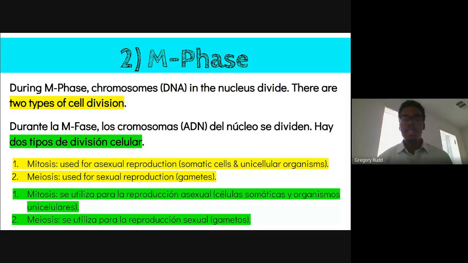After interphase, we move into M phase. And there are 2 potential M's. There are 2 types of cell division. There's mitosis, which is asexual reproduction, and there is meiosis, which is sexual reproduction. We will talk about mitosis and meiosis in greater depth over the next 2 days, but I do want you all to write this down, which you see highlighted on this page.